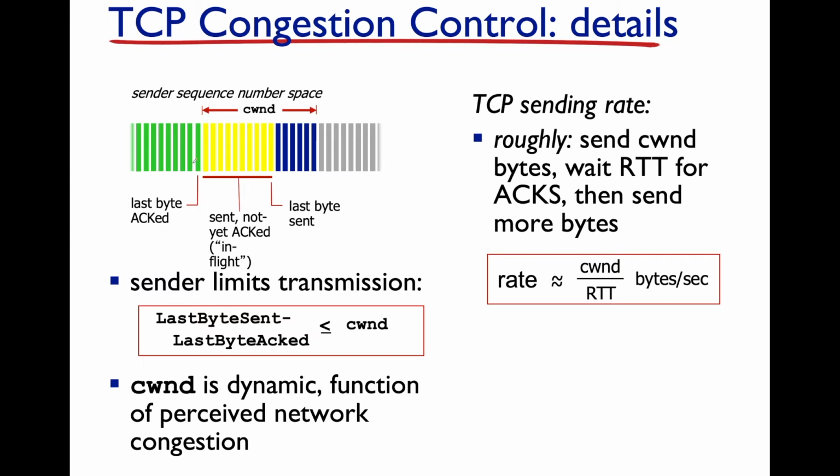And so this C-wind variable that limits, grows, or dictates the size of the sender window responds to loss events associated with congestion. So it's dynamic, and it's a function of the measured or perceived network congestion. Now, if we look at the TCP sending rate, it's sending C-wind many bytes, and it waits for one round trip time in order to receive an ACK, and then it sends more bytes. And so we think about the rate as being the number of bytes, the congestion window, divided by the time, round trip time, and that's the time to get acknowledgement, and that's in bytes per second.